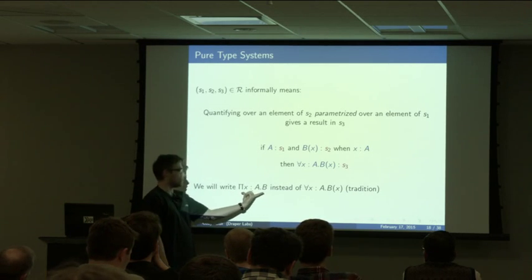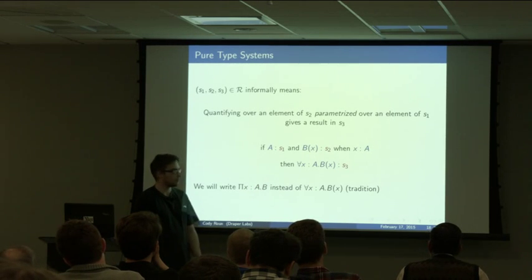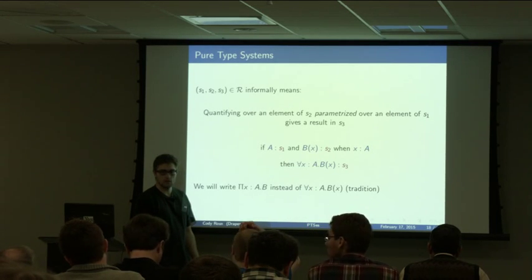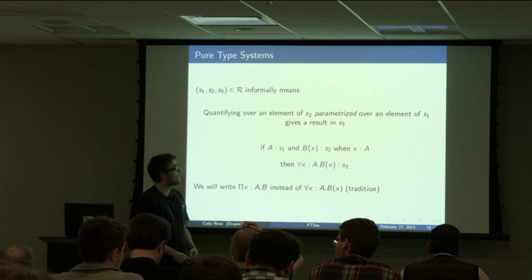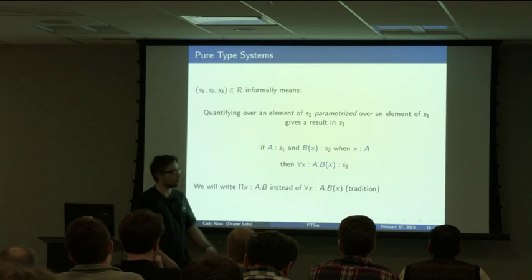And I'll usually write pi x ab instead of "for all x ab." Okay. Just because of tradition. Oh, okay. I got it. When you say quantifying over, and then you give the example of universal quantification, do you mean to be abstract and imply other kinds of quantification? No, I mean just the universal.